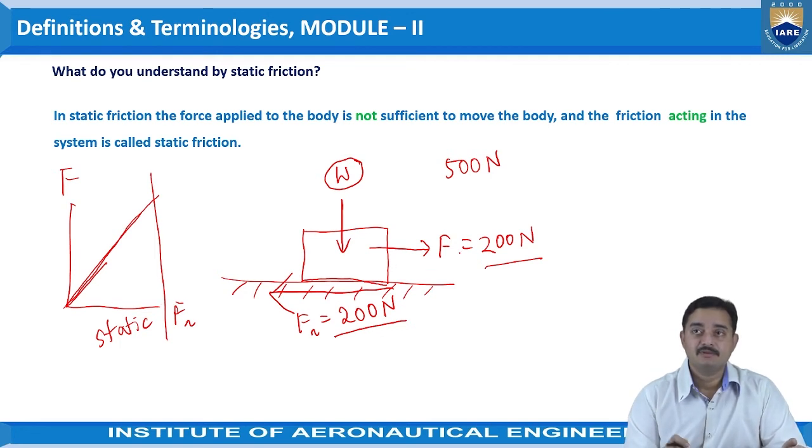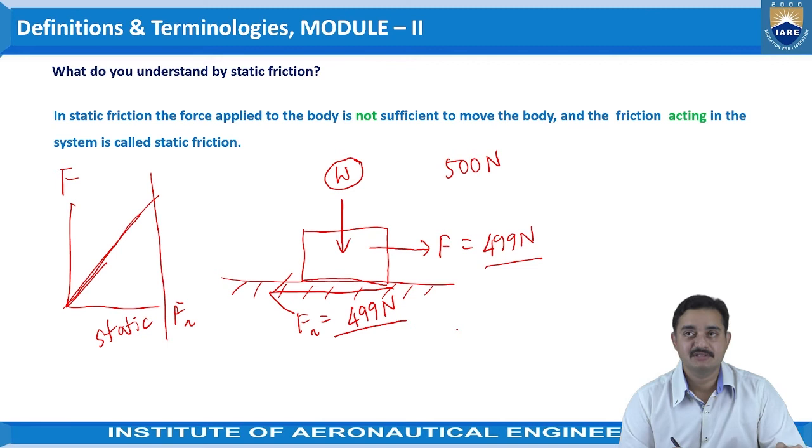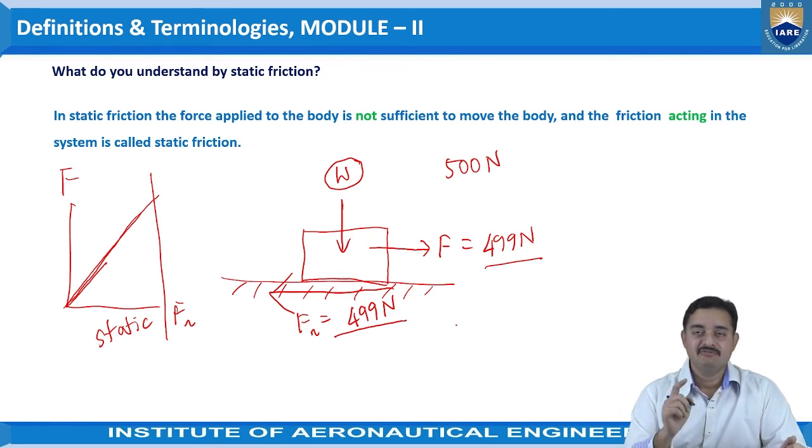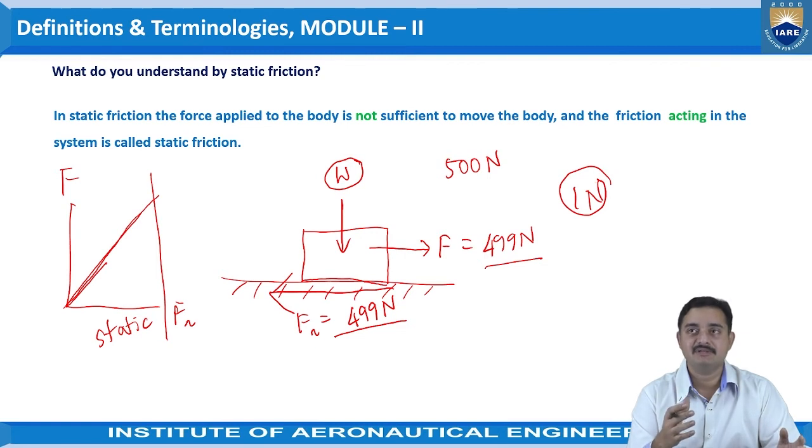And also, when you apply, let us say, 499 newtons, here also the frictional value would be 499 newtons. But will the object move? No. There is a 1 Newton difference. This is the physical practical example which we are considering to understand what static friction is.